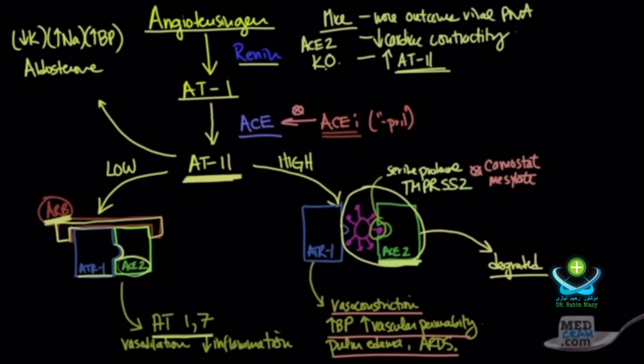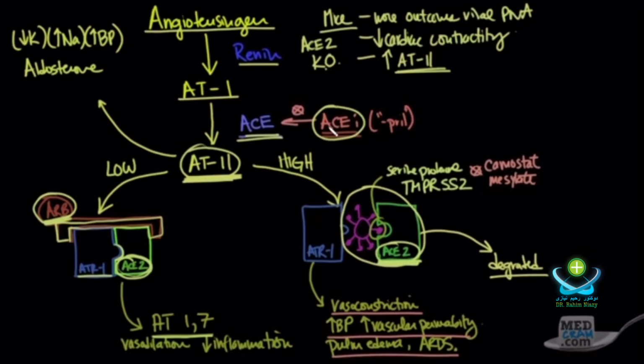What they saw in a mouse model of SARS-CoV from 2002 was that there were decreased levels of ACE2 in these viral models, and they had normal ACE levels, but there were lower ACE2 levels. They also saw increased levels of angiotensin II. And when they gave these mouse models ARBs and ACE inhibitors, this actually improved the outcomes. And I'll show you the links to those studies in the description below.